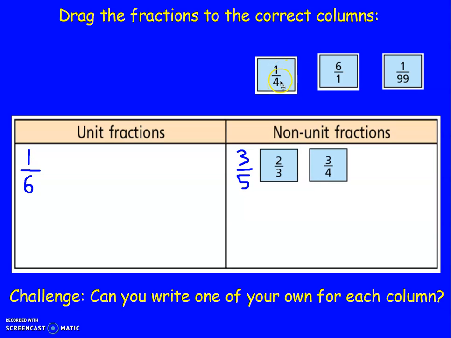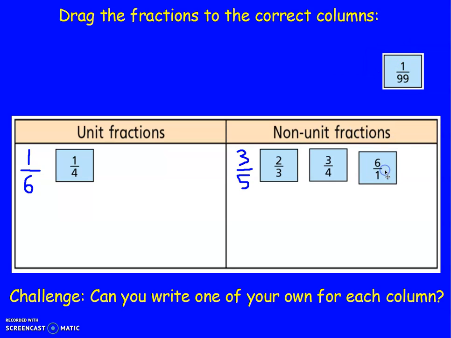1/4 then. This one is a unit fraction because it has a 1 at the top for the numerator. 6/1. This is interesting because the numerator is bigger than the denominator. That is the only one that we've got like that here. We'll be looking more at those during the week. But we know that it's a non-unit fraction because the top of the fraction, the numerator, is more than 1.